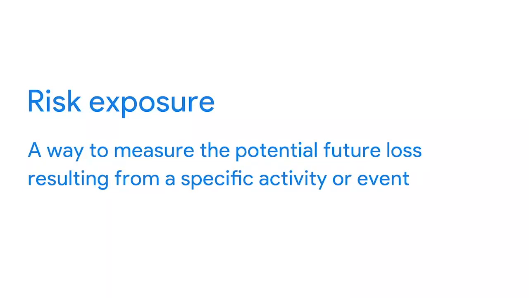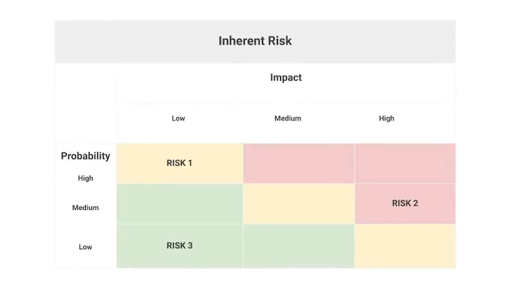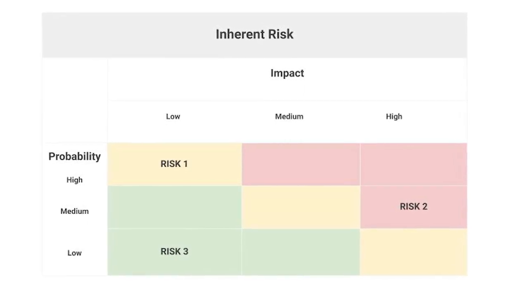To help prioritize risks within your risk register, you can calculate your risk exposure. Risk exposure is a way to measure the potential future loss resulting from a specific activity or event. A good method to calculate risk exposure is to build a matrix, like this one. When building out your matrix, you'll use two variables, risk impact and probability. Write risk impact at the top, horizontal axis, and write probability on the side, vertical axis.